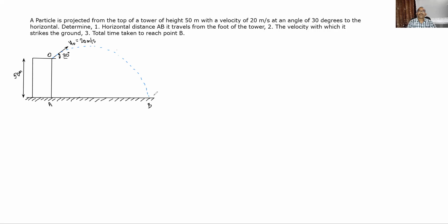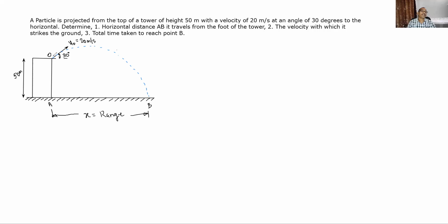This velocity is inclined at 30 degree with horizontal. Determine the horizontal distance AB, which it travels from the foot of the tower. That means this horizontal distance is called what? This is nothing but x, your horizontal range. So this distance you have to find out. Next, you have to find out the velocity with which it strikes the ground.